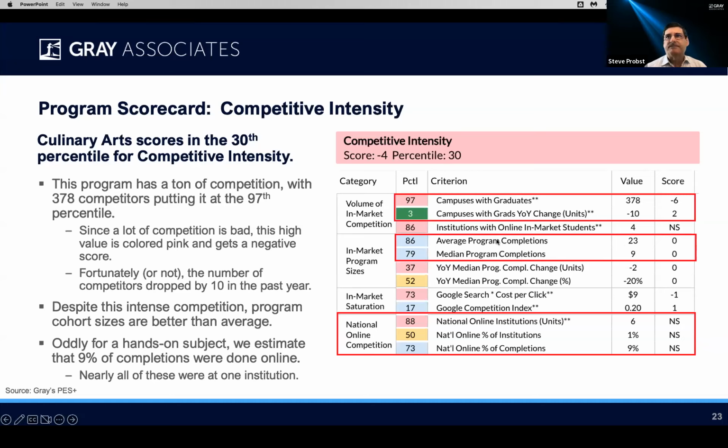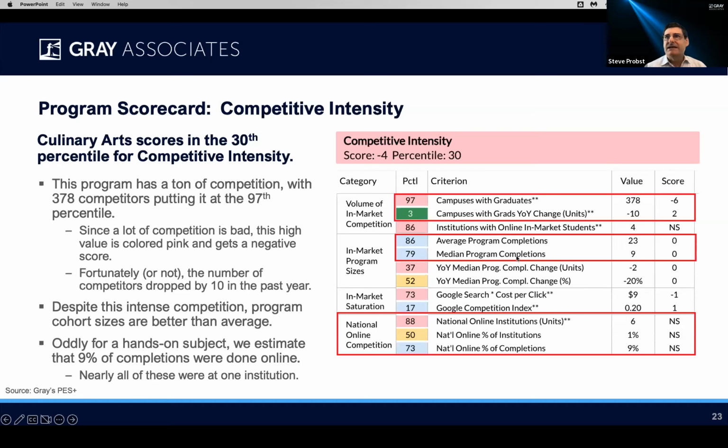Average is if you take the total number of on-campus grads divided by the number of schools, you end up with 23 students in the average graduating cohort. So all things being equal, if you're an average size school, you might expect to have 23 students in a cohort. So if you're trying to judge, is this big enough to justify? Are we getting our fair share? That's an indicator.